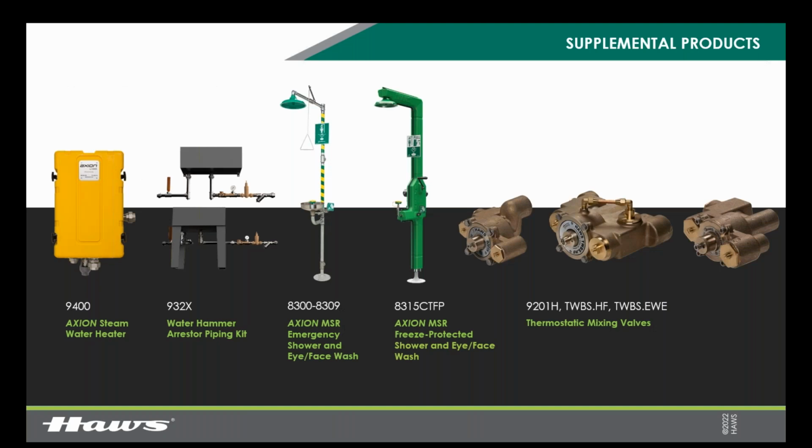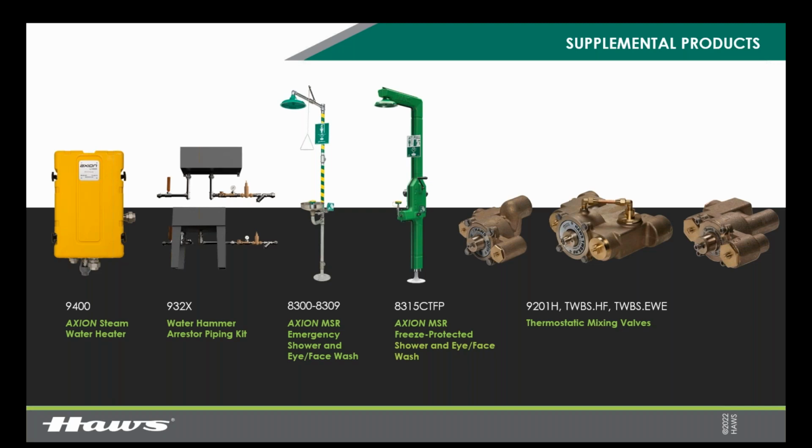Some of the other accessories that you can take advantage of is there is a water hammer arrestor kit for the instantaneous heater. You have some of our combination units there in the middle, both for indoor and outdoor. That freeze protected jacketed unit is good down to -40 degrees Fahrenheit, which is pretty extreme. And then you have mixing valves, even lead-free mixing valves if you're going to have it hooked up to something that's closer to your break room, etc.